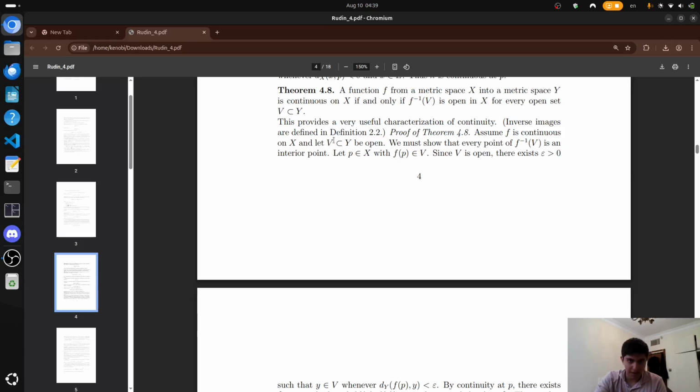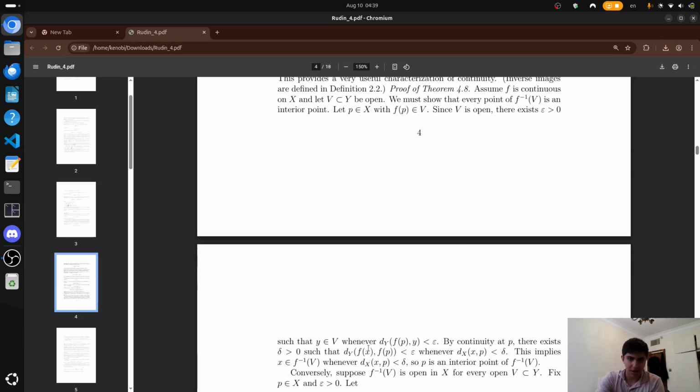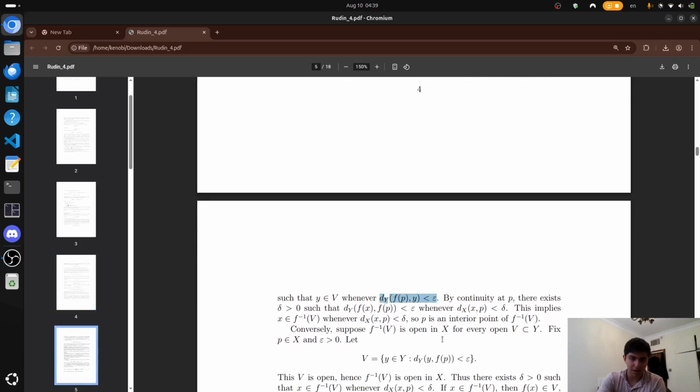Assume f is continuous on X and let V in Y be open. We must show that every point of f inverse of V is an interior point. Let p in X with f of p in V. Since V is open, there exists epsilon greater than 0 such that y is in V whenever the distance is less than epsilon. The definition of an open set is that its distance is less than something, not less than or equal, right? So we can describe it like this. By continuity, there exists delta greater than 0 such that d_Y(f(x), f(p)) is less than epsilon whenever d_X(x, p) is less than delta. And this implies x is in f inverse of V whenever d_X(x, p) is less than delta.